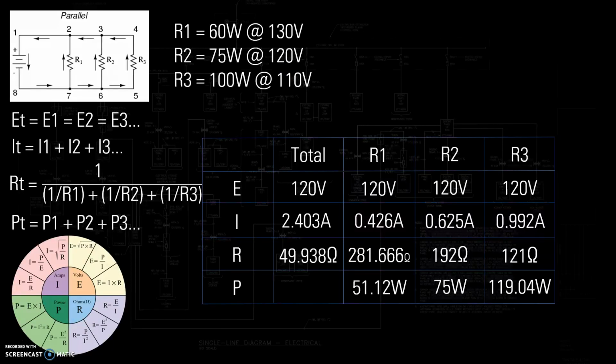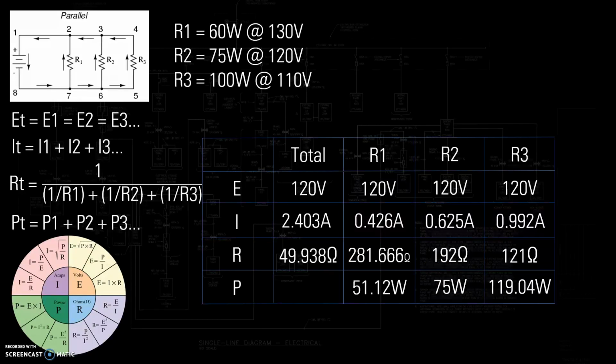At this point, it's a good time to stop and check ourselves. We're giving R1 120 volts, and it's putting out 51 watts. We're feeding it a little bit lower voltage than rated, putting out a little bit lower wattage, so that sounds like a pretty logical answer. Now this next one is interesting. We got 75 watts. Well, what do you know? It's rated 120 volts, we gave it 120 volts, and it's rated to put out 75 watts at 120 volts. So it stands to reason it will put out 75 watts in this case.